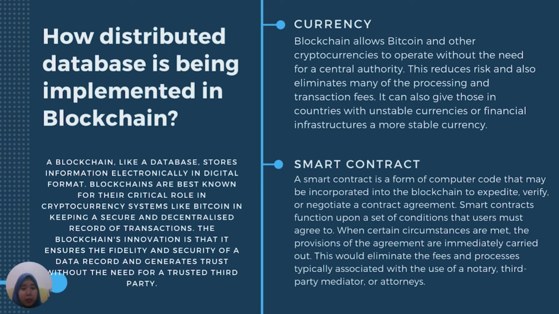Next point is smart contract. A smart contract is a form of computer code that may be incorporated into the blockchain to expedite, verify, or negotiate a contract agreement. Smart contracts function upon a set of conditions that users must agree to. When certain circumstances are met, the provisions of the agreement are immediately carried out. This would eliminate the fees and processes typically associated with the use of a notary, third-party mediator, or attorney.